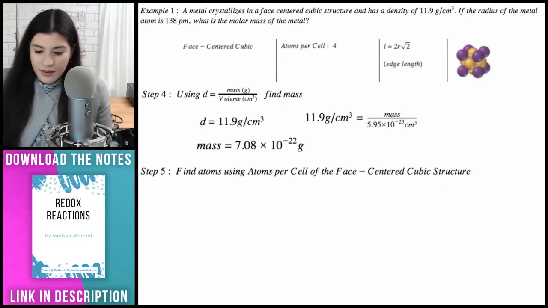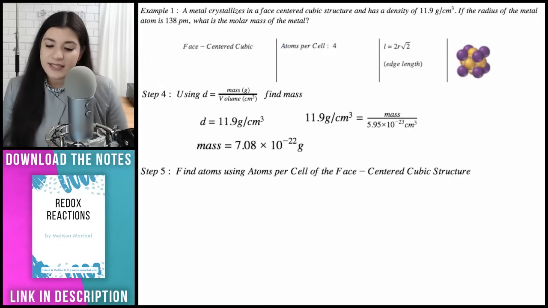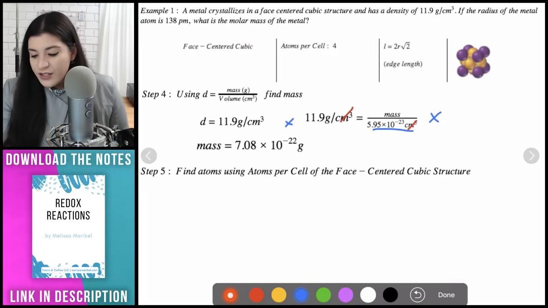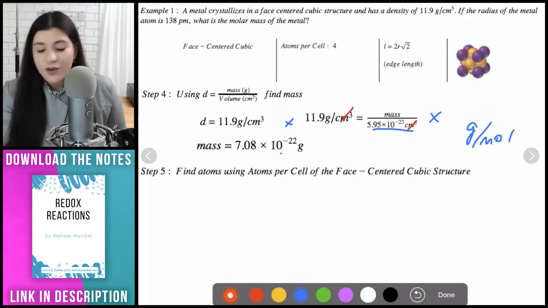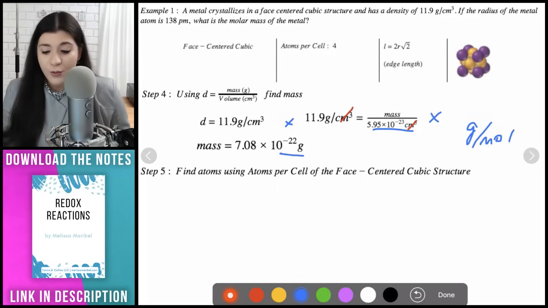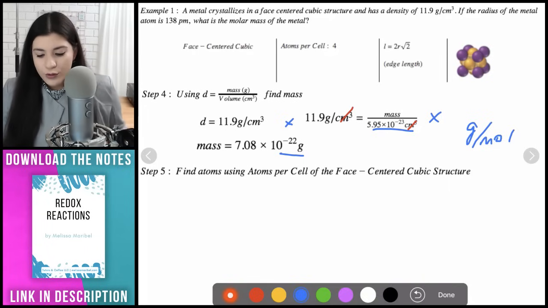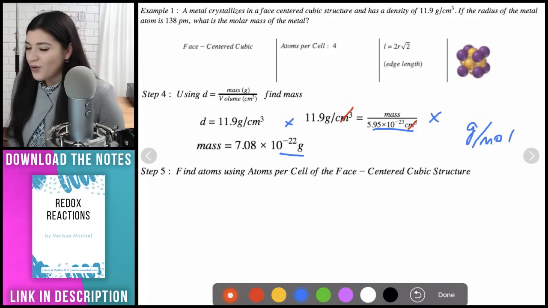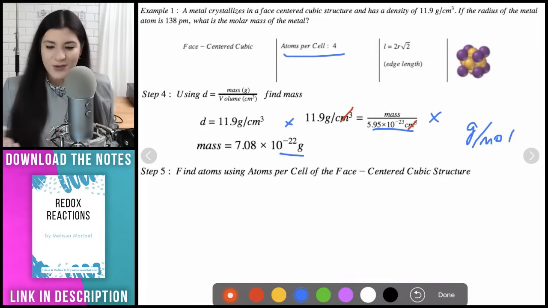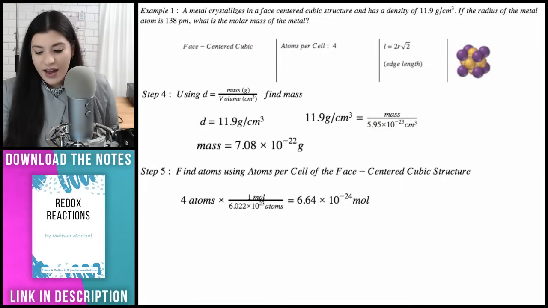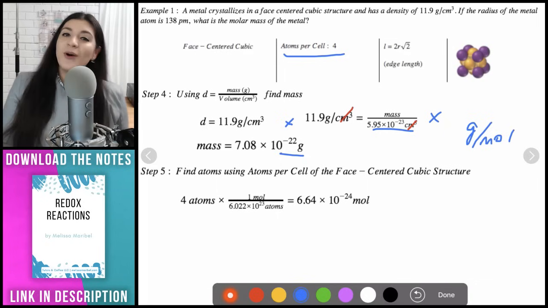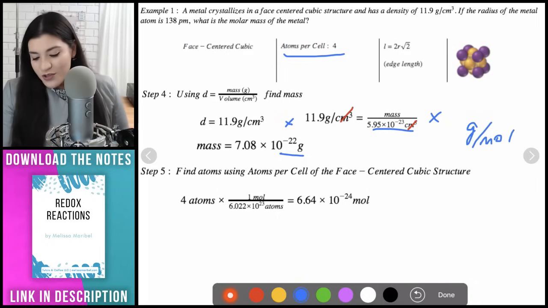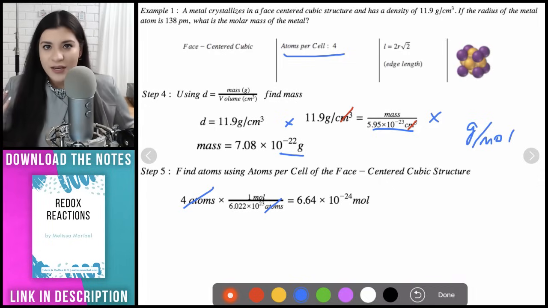So the other thing that we have to continue doing is, since we're looking not just for the mass, we're looking for the molar mass. Remember that molar mass has units of grams per mole. So we found the grams. We found what's on top. So check, that's out of the way. Next, we have to find how many moles are in this face-centered cubic structure. So what I know is there are 4 atoms, right? That's where this is going to come in. Atoms goes with what? Avogadro's number. So I'm going to place that here so they can line up and cancel, per every 1 mole, because I'm trying to get to moles.